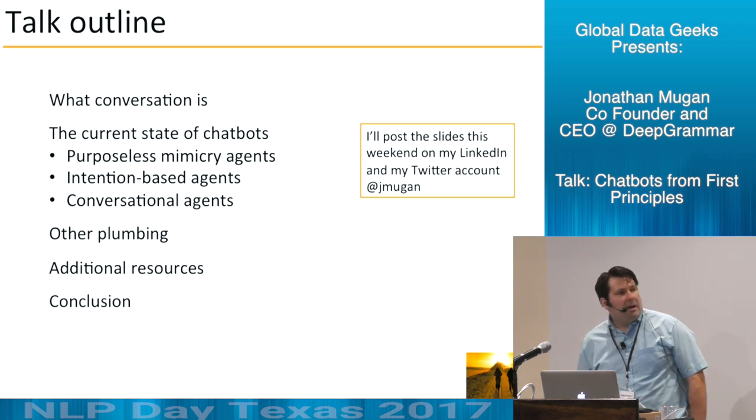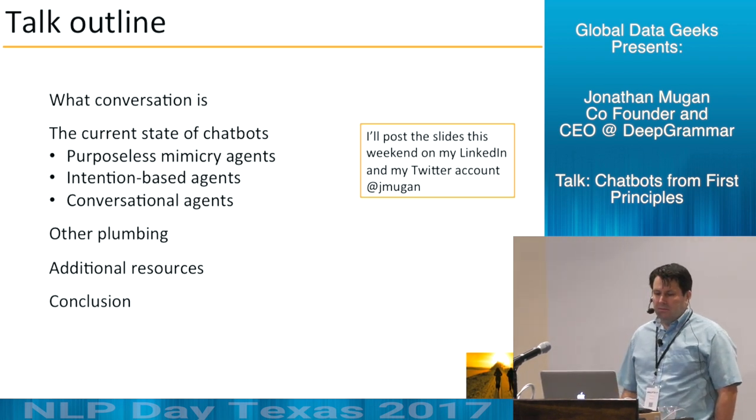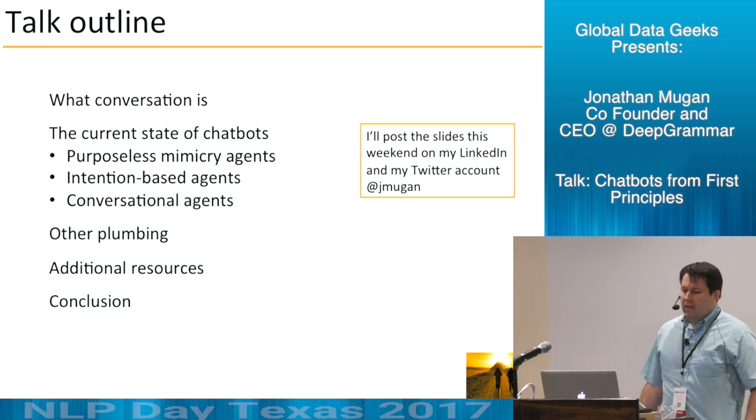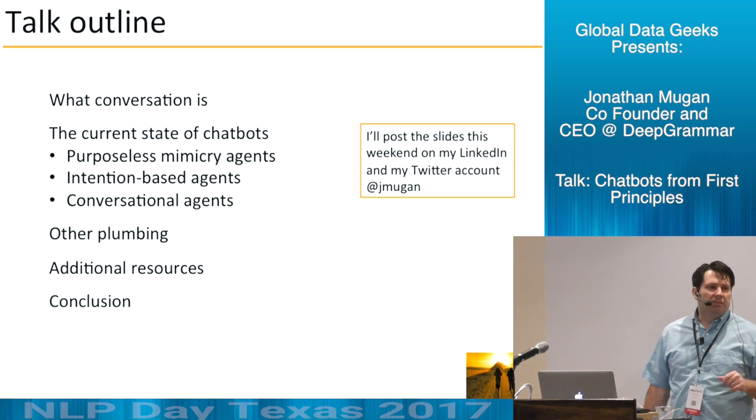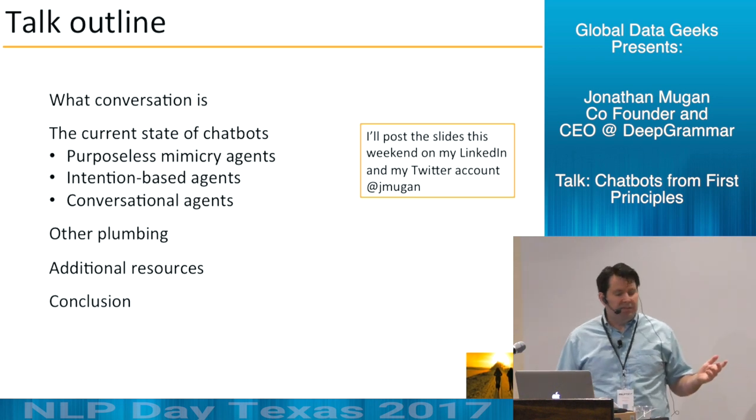So we'll first talk about what a conversation is, the current understanding of it, what we're trying to aim for with our chatbots. And then we'll talk about three different levels of chatbots. We'll talk about the purposeless mimicry agents, and then we'll talk about attention-based agents.